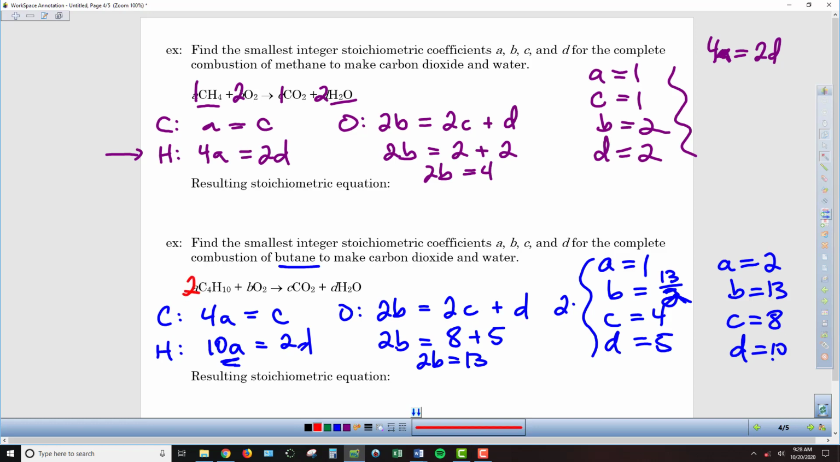So I'm going to end up with 2 of the butane plus 13 moles of oxygen yielding 8 moles of carbon dioxide, and then finally 10 moles of water.